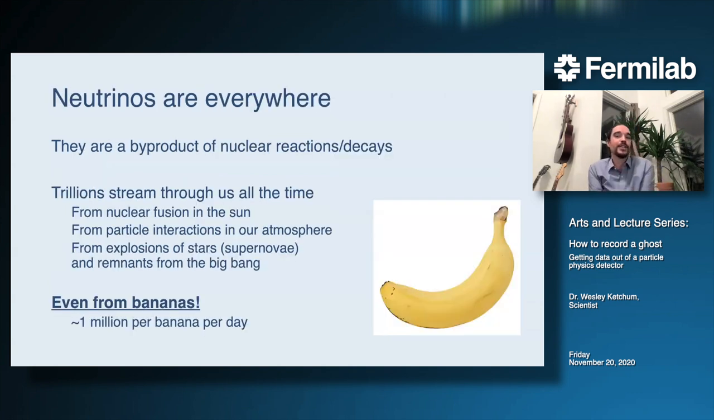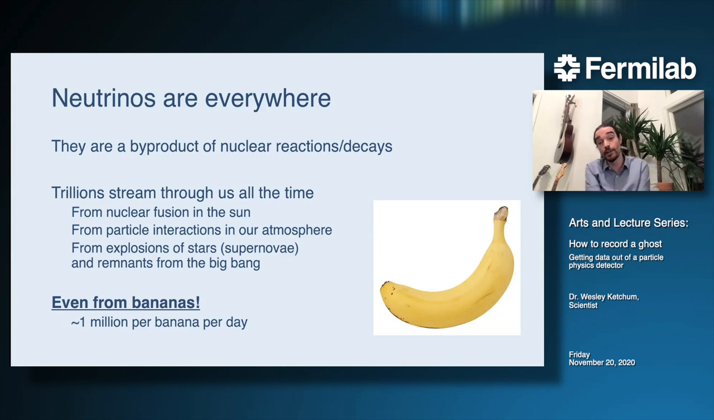So a little bit about neutrinos. It's interesting that they were discovered so late, because neutrinos are actually everywhere. They're a byproduct of nuclear reactions and decays, like I talked about before, coming from the weak force. And as it turns out, trillions of them stream through us all of the time. Nuclear fusion in the sun gives off a lot of neutrinos that travel through space and time all the way to us, and then through us. They also come from particle interactions in our atmosphere: cosmic rays, created by charged particles energetically hitting the top of our atmosphere, produce a cascade of particles that includes a lot of neutrinos.